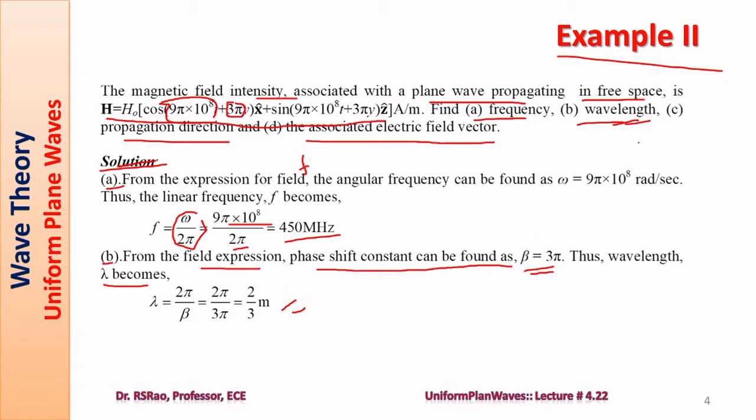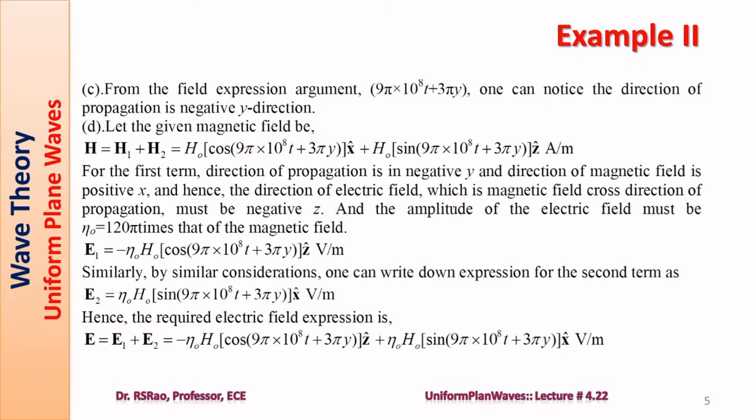Next, we have to find out the direction of propagation. By observing the expression, notice the sign is plus and y, therefore it is minus y direction. Then at the end, we have to find out electric field. So see, from the field expression argument, plus is there, y is there, therefore direction of propagation is negative y direction. D.